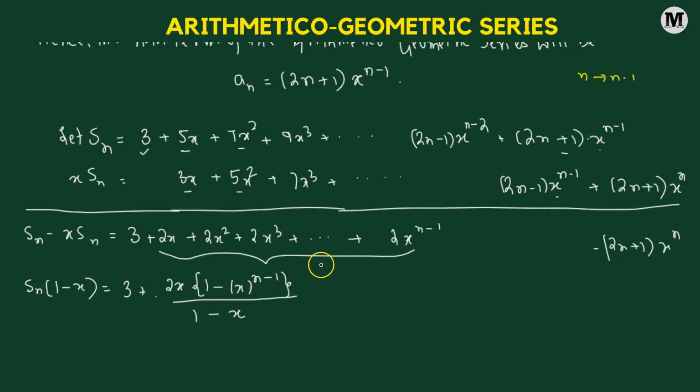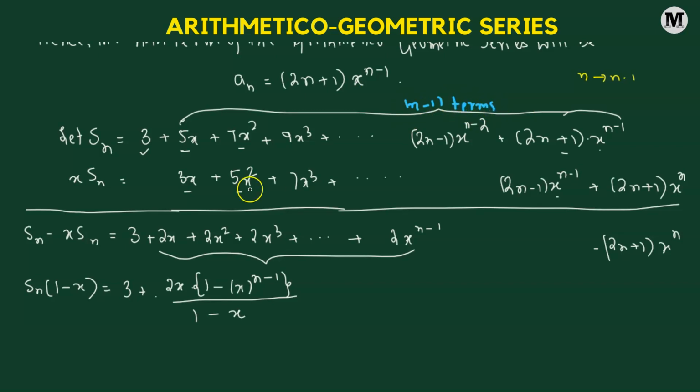How do we know that there are n minus 1 terms? So here we have n number of terms in total for Sn. Now, if we do not consider the first term 3, then starting from the second term to the last term, there will be in total n minus 1 terms. So that means from 5x all the way up to (2n plus 1) times x raised to the power of n minus 1. So there are a total of n minus 1 terms present here.